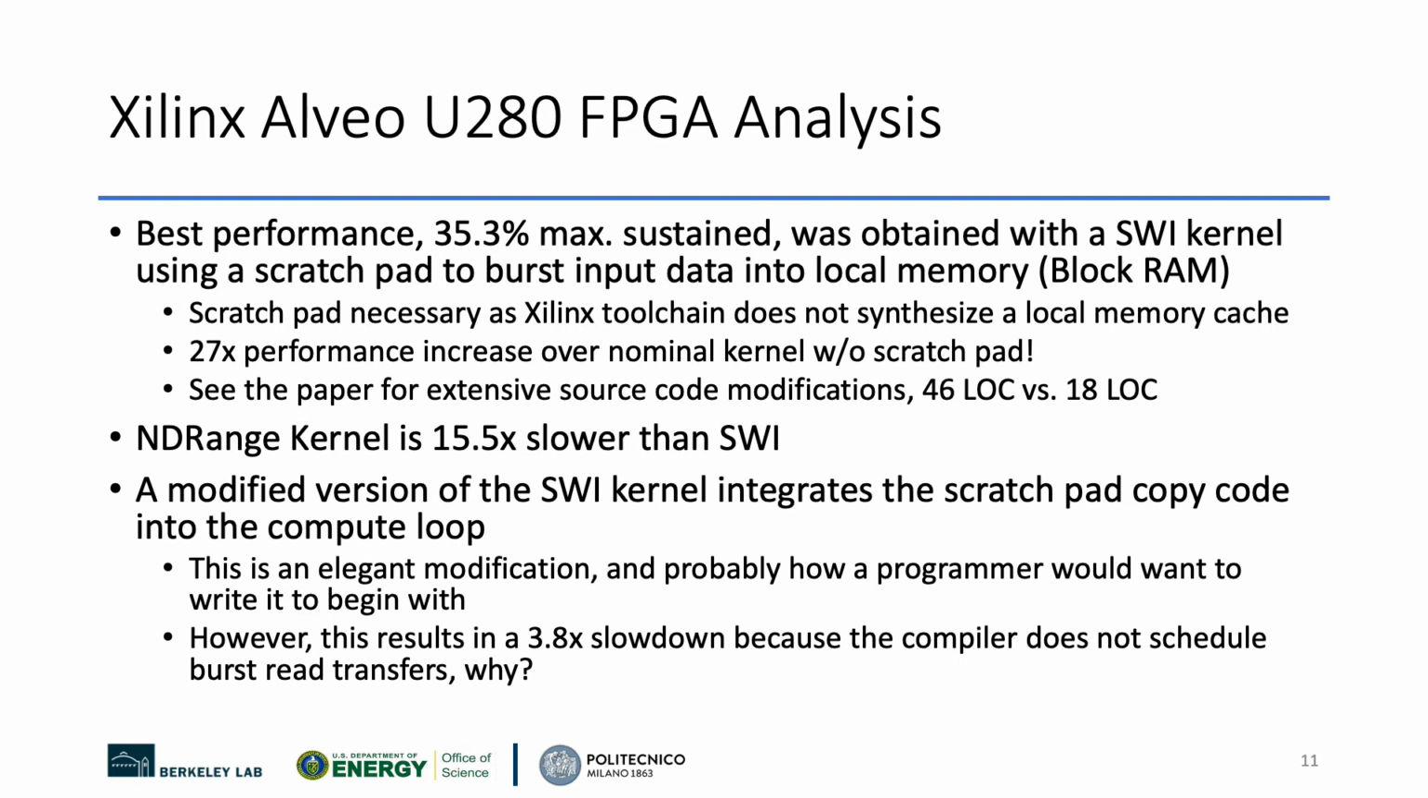Using a local scratch pad, we were able to obtain 35.3% of the maximum sustained bandwidth when using the SWI kernel. This is a performance increase of 27 times the version without the scratch pad. The advantage of the scratch pad version is primarily in the data movement operations.